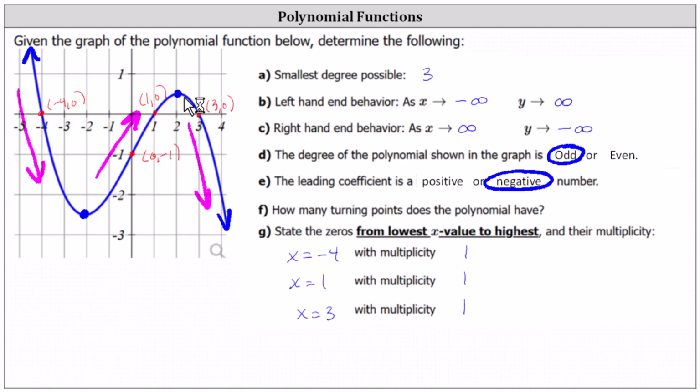Also notice the turning point on the left is the location of a relative minimum, and the turning point on the right is the location of a relative maximum. But to answer the question, the polynomial has 2 turning points.